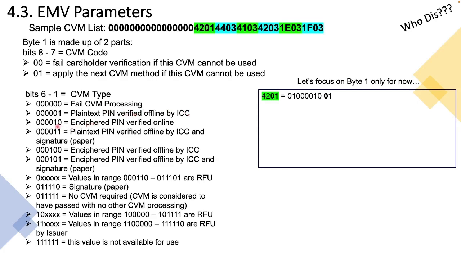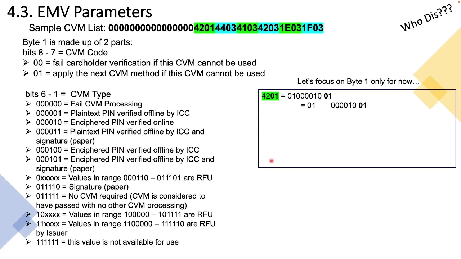Okay. The next one is very similar to the previous one, except you see this is plain text and this is enciphered, right? So enciphered means when the cardholder enters the PIN on the terminal, it is going to encrypt it before passing it to the card. The card will then decrypt it, verify it, and then let the terminal know the PIN was okay or it wasn't, right? Whereas in the previous example, the terminal would send it through to the card clear, unencrypted, so hence plain text.